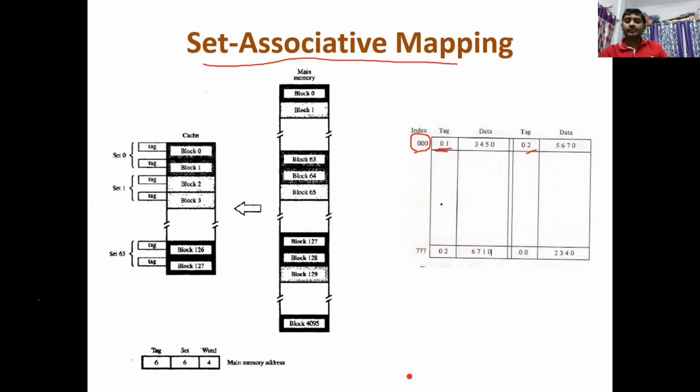So 01 and 02 both will be here. This will remove the problem of direct mapping. So the index will be 000, with tag 01 and tag 02. Similarly, the index will be 777, with tag 02 and tag 00. So both contents will be taken and placed. This is set associative mapping. Okay, so this is about cache memory.